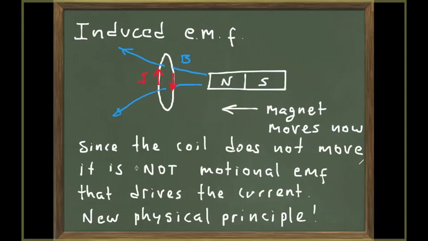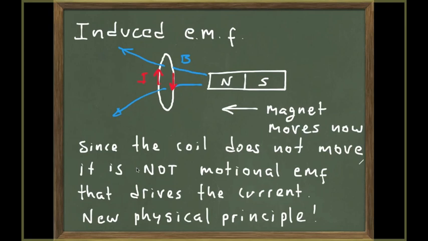Now let's look at the other possibility, which was having the magnet move towards the coil, right? You saw in the demo that that also worked just as well as moving the coil, right? That's the magnetic field, but now we're moving the magnet.